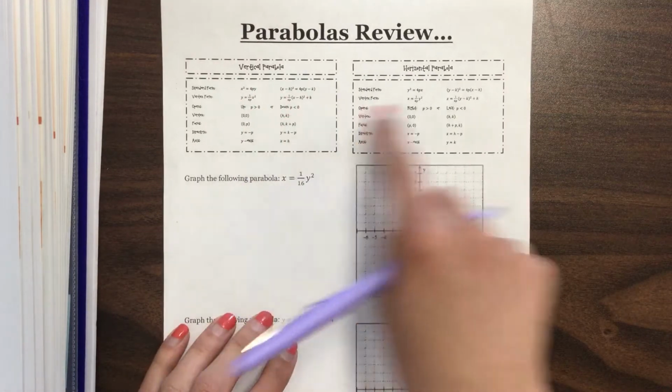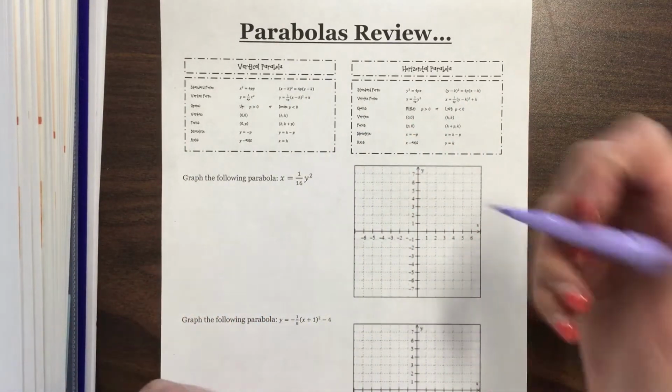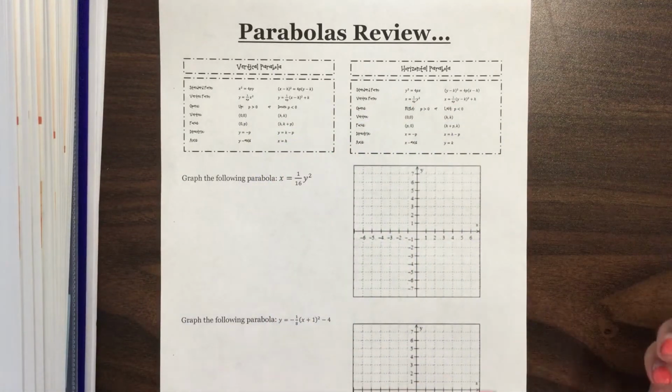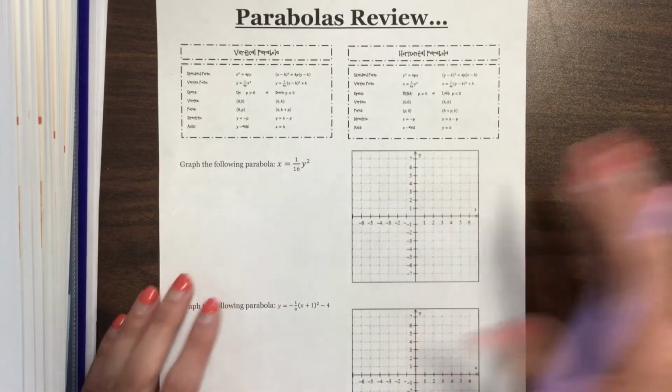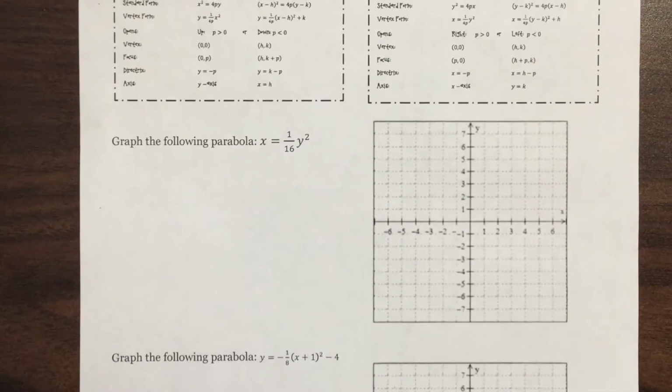So instead of really using all these formulas, we don't need to use them. Well, we kind of do, but you don't need to worry about the focus and the directrix. There's just an easier way to find it, okay? So let's look at this first example right here. So we're going to graph this parabola.